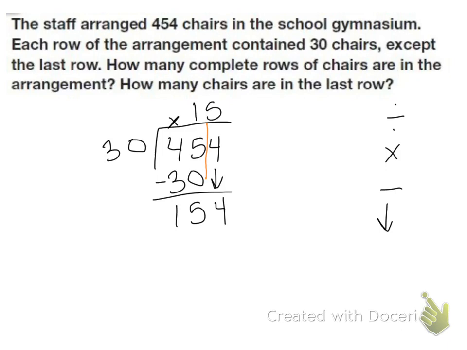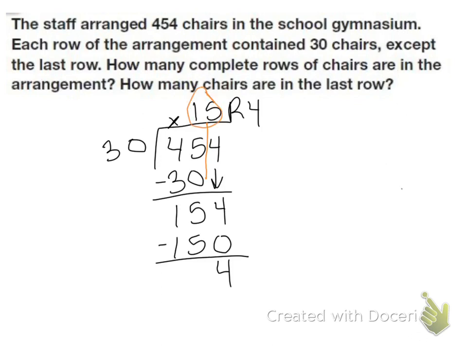30 times 5 is 150. Okay, and then I subtract, and I have 4 left over. So I have 15, remainder 4. Okay, so the problem says, how many complete rows of chairs are in the arrangement? Well, this tells me that there are 15 complete rows.